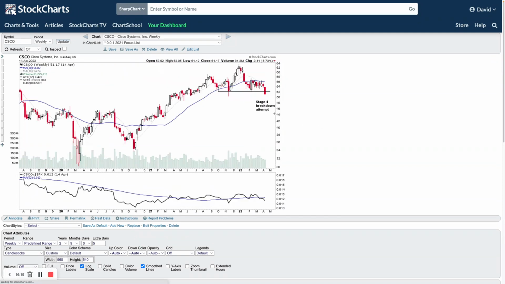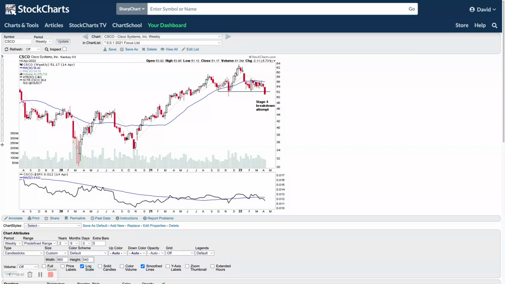So we've got a few major stocks in the danger zone, including Cisco here, making a stage 4 breakdown attempt this week with a close at the bottom of the range. It still hasn't completely broken everything. We've still got a little bit of support from this previous area here. But you can see the 30-week moving average is rolling over, and it is attempting to break down to stage 4 with relative strength below the 0 line.